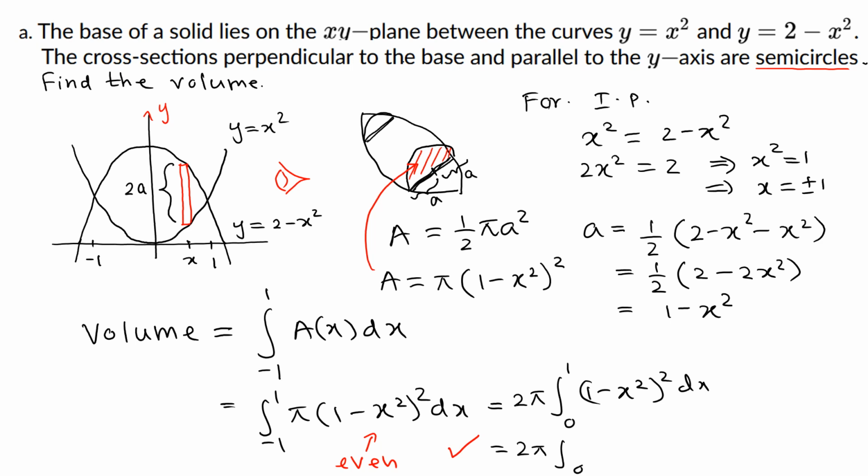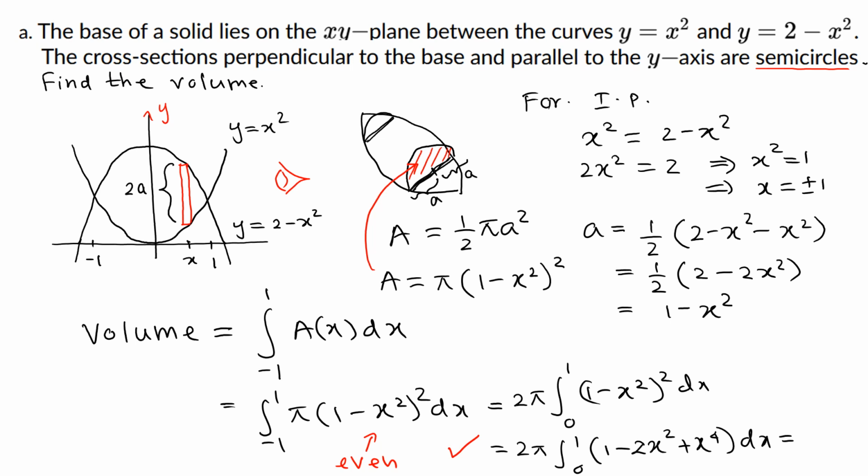And then how we do something like this, you can see you're going to distribute. So if you distribute, you can see you're going to get 1 minus 2x squared plus x to the fourth power, and this is a very easy integral. You can do term by term integration and see whether you're going to get this answer.